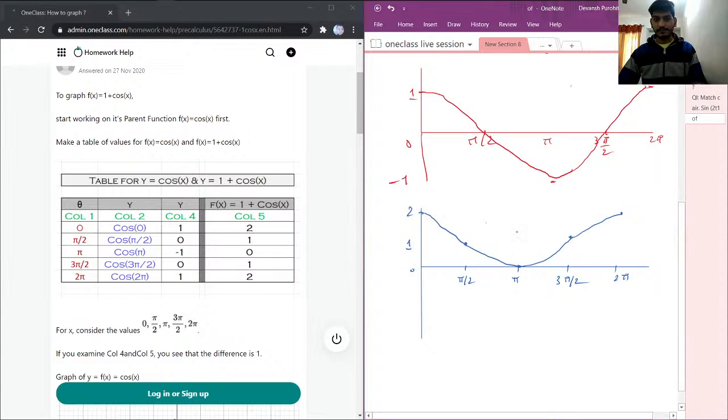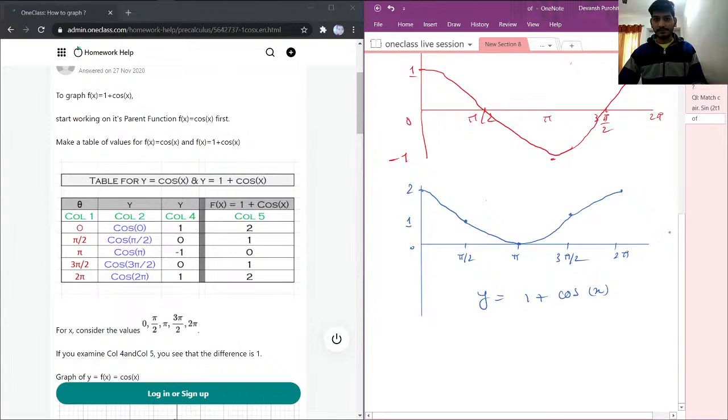So we can see that the graph for y equal to 1 plus cosine x is going to be looking like this. The difference between y equal to cosine x and y equal to 1 plus cosine x is that the graph will shift 1 unit upwards. There is nothing significant change. This graph will shift by 1 unit upwards in positive y direction.